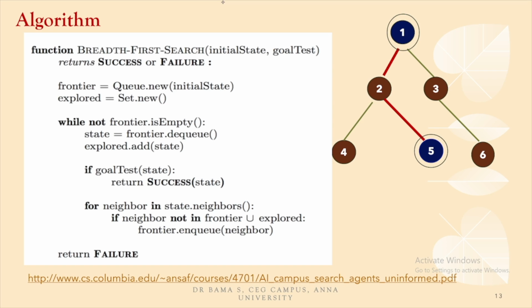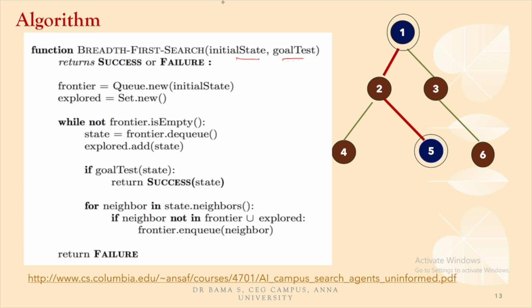Now the algorithm for that example, pretty much what we have covered, is put as this algorithm, where you would have the function BFS with initial state as 1 and the goal test as 5. Goal test is, at each node, it will test whether it is a goal, and it returns success or failure.